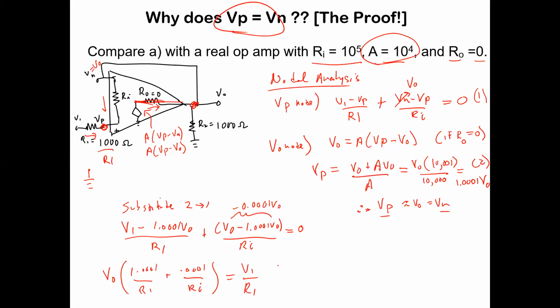V1 is our input voltage there, and therefore our output voltage is just going to be V1 over R1 times the reciprocal of this mess here, which is not that hard once you plug in values to simplify. And this term is just minuscule because Ri is 10 to the 5th, so it really has very little impact. So what this equals is 1.000101 times V1, which is essentially saying that VO is going to equal V1.